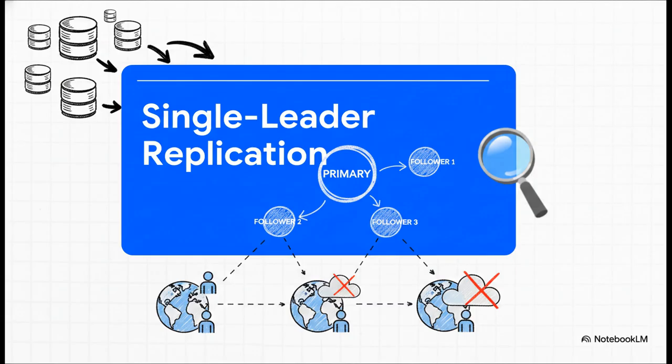Now, having this central bottleneck is great for guaranteeing order, which keeps things simple and consistent. But as we just imagined with our San Francisco data center, it completely breaks down when your users are geographically far away, or worse, completely offline.